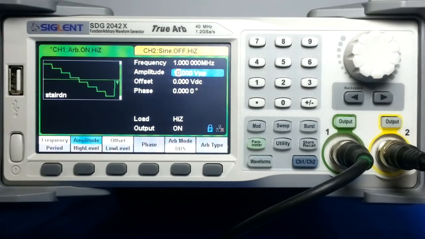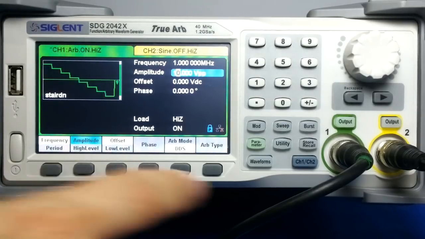Let's remember, arbitrary waves can be created in the computer, or they could be a screenshot from the oscilloscope. We can store it even in the USB device, memory device, or in the internal memory in the function generator. There is an extension of functions.